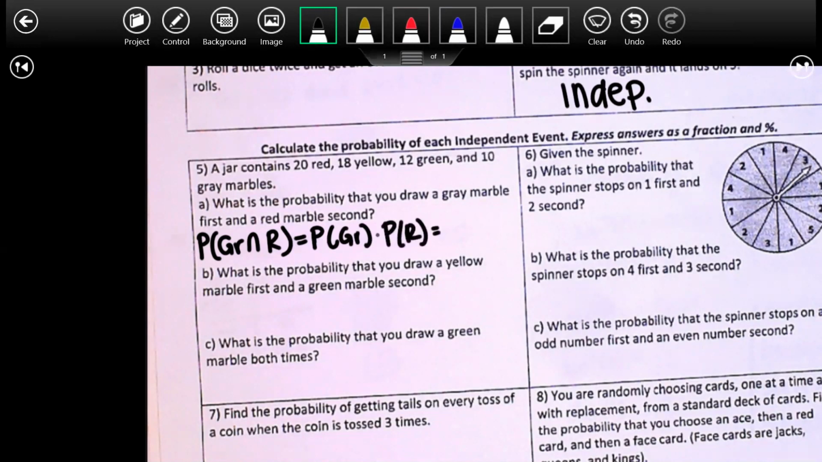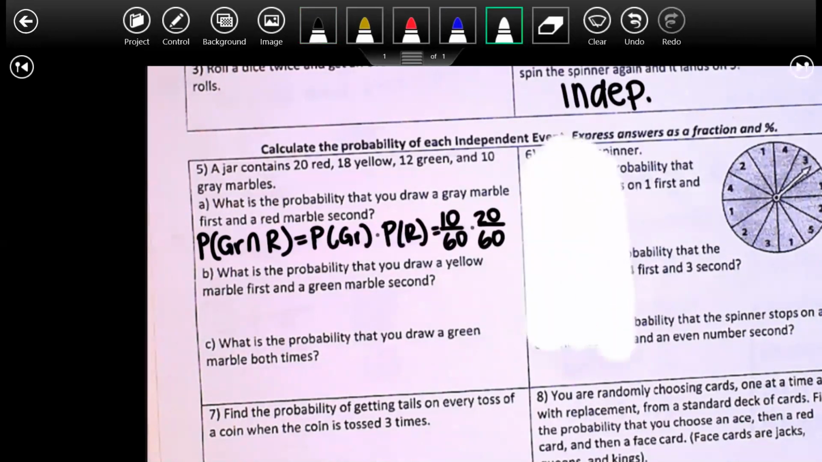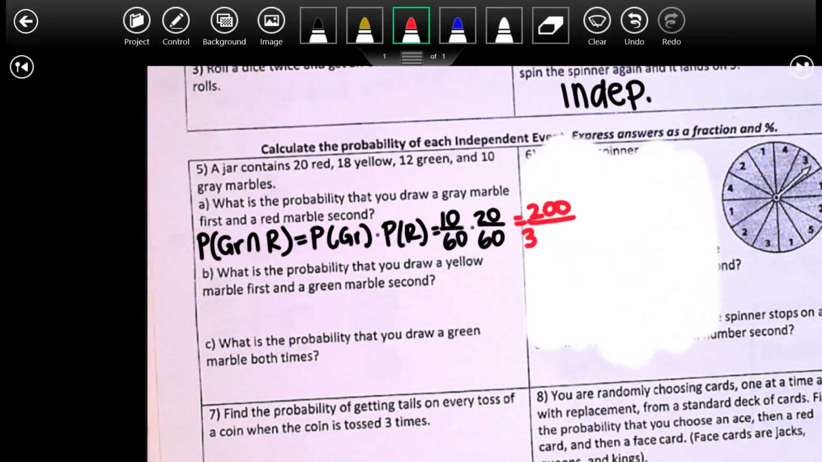Probability of gray is going to be what? Of the 60, times probability of the red. You guys probably have a lot more room, so I'm just going to let you guys do that. 10 times 20. 1/18th chance of that happening. Not horrible odds, but not the best odds.